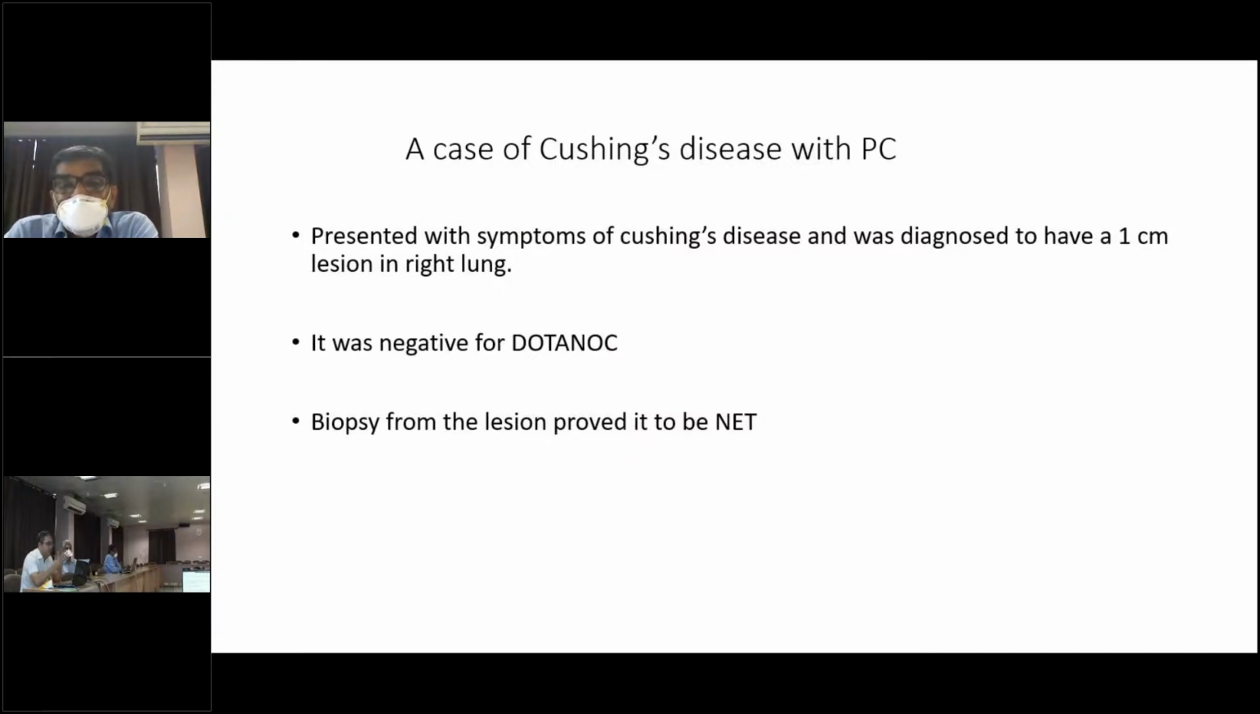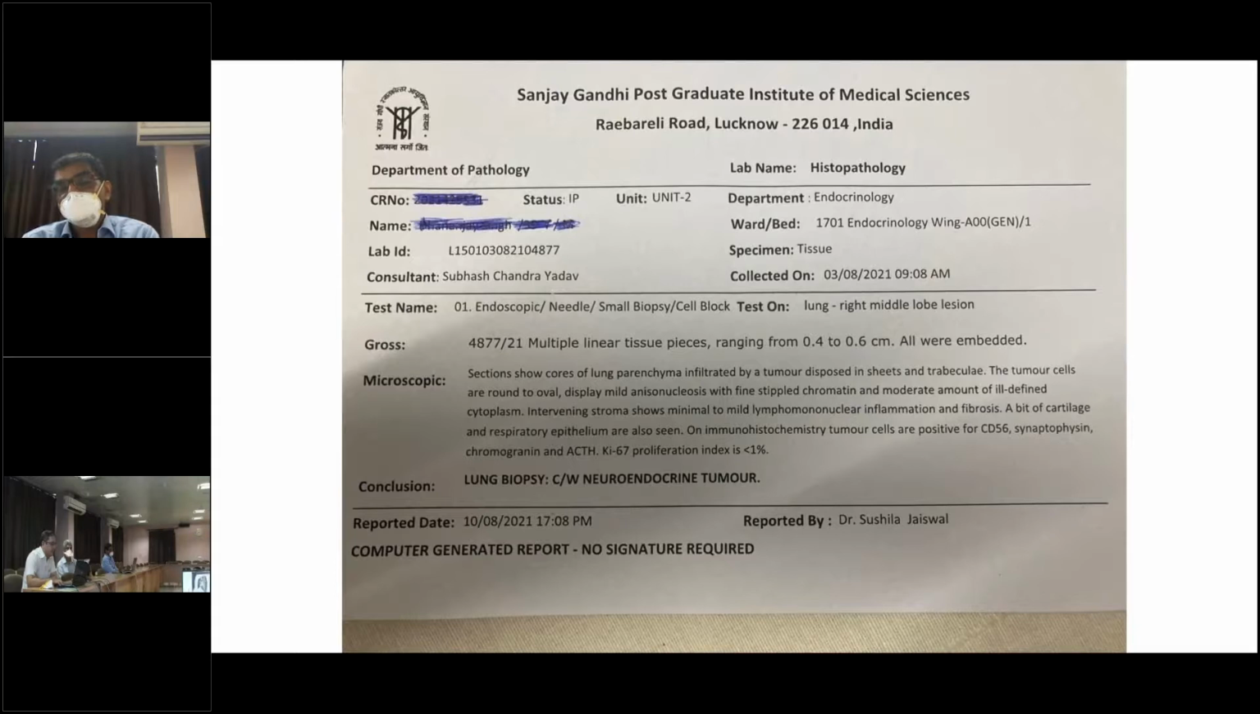So in the previous case, we did not want to complete the removal of the whole of the right lung. Now this is Cushing's disease, again referred to us from the endocrinology department, with a 1 centimeter lesion in the right lung. It was in the middle lobe and very close to the surface of the heart, about 1 millimeter in depth from the visceral pleura. Dotanac scan, however, was negative. Biopsy was done, and it was found to be a neuroendocrine tumor, a typical carcinoid.